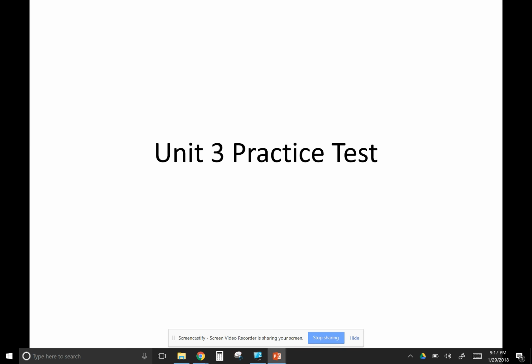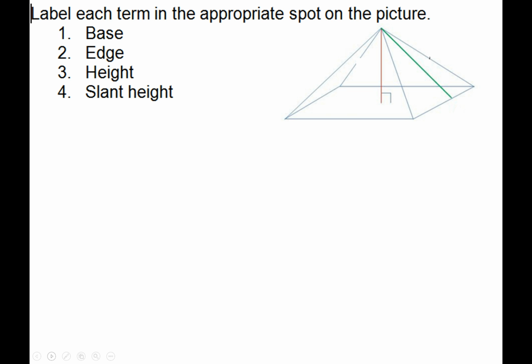All right, so we're going to go over the practice test. If you still have questions, hopefully this will answer them. Let's see what we can do. So number one, the base of the figure.